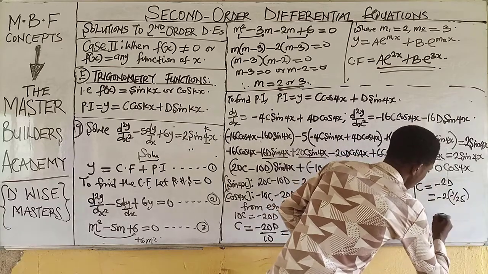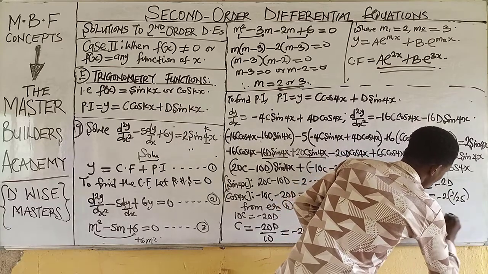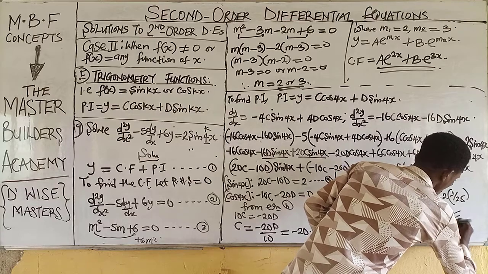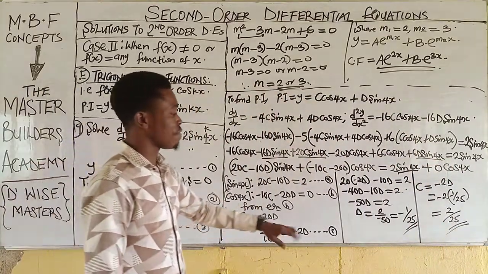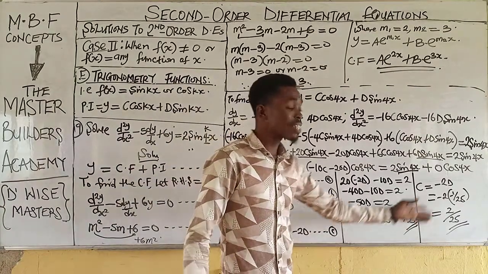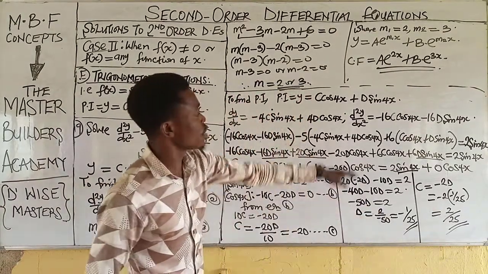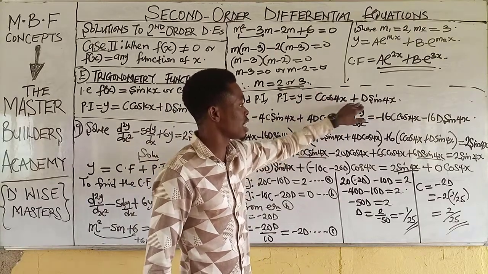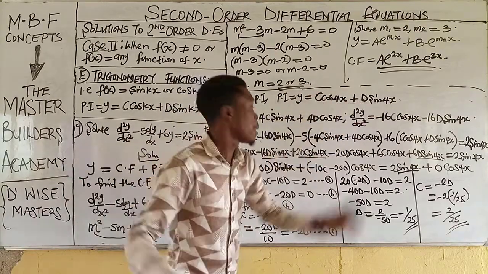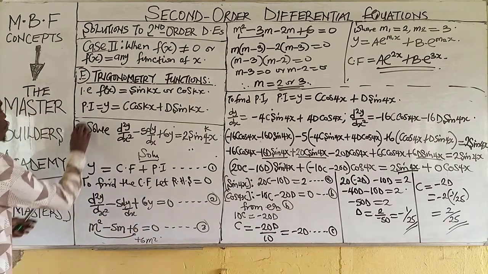And c would be equal to positive 2 over 25. This is it. So we have successfully obtained the value for d and c. All we need to do now is to come to this equation and substitute for c and equally substitute for d. That's all. So we wipe this place here.